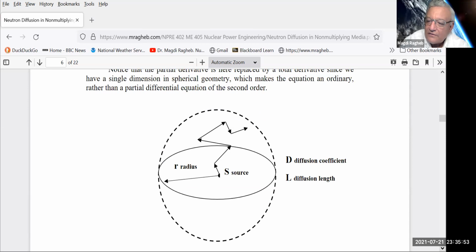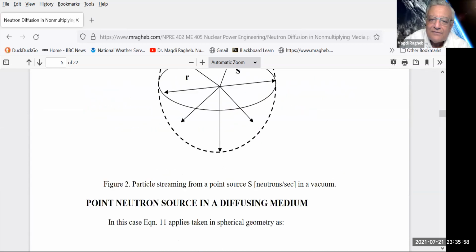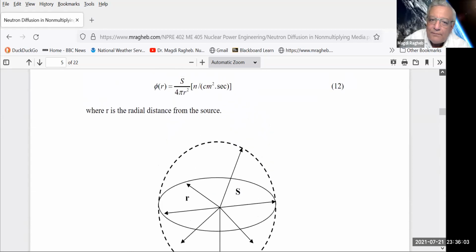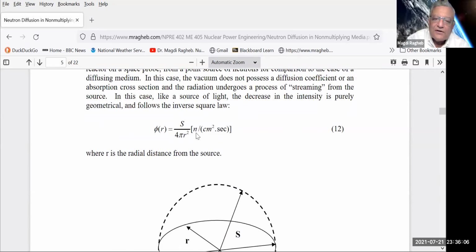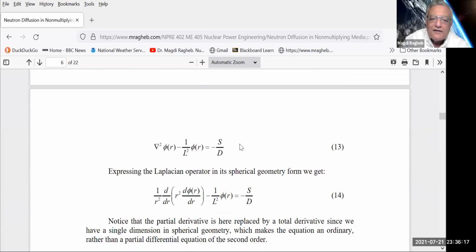Remember, we said that the equation that describes neutron diffusion in a non-multiplying medium is not going to be like the case of a point source. This is spherical geometry in an infinite medium, and there is no absorption there. That's the inverse square law, S over 4 pi r squared. We really have to solve that differential equation right here. It is a second derivative, but not a second derivative in time, like when you say x double dot or q double dot, that is d by dt squared.